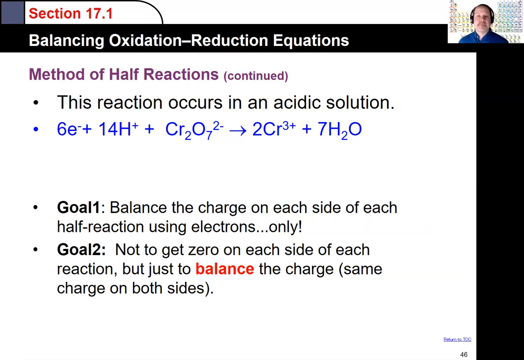So in order to go from 12 plus to 6 plus, I'd have to have 6 electrons to be reduced there. Okay, pause the video, look at the steps. Why did I add 6? Can you see that? Ask questions if you're unable to figure this out.